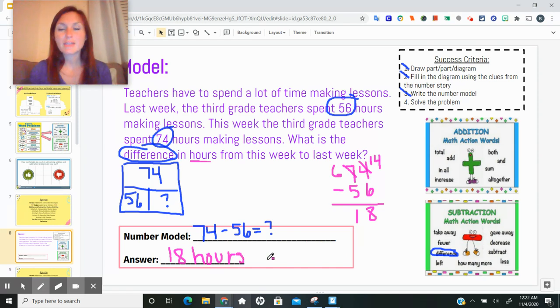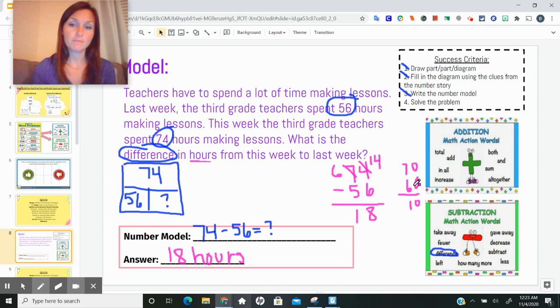Okay, now is my answer reasonable? Well, 74 is close to 70. 56 is close to 60. And 70 minus 60 is close to 10. But 74 is bigger than 70, so my answer should be a little bit bigger, and 56 is a little bit smaller, so I think 10 is close to 18. I could have said that this was close to 50, or this was close to 80, and so my answer, I think, is close enough that it makes sense. It's not way off, so I think it is reasonable.